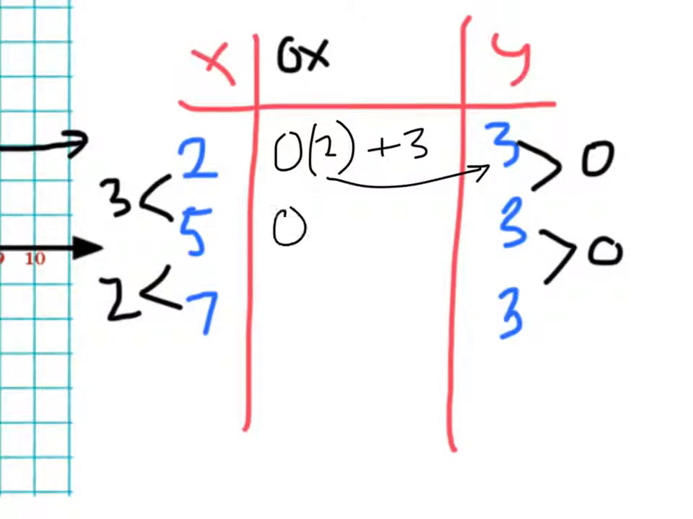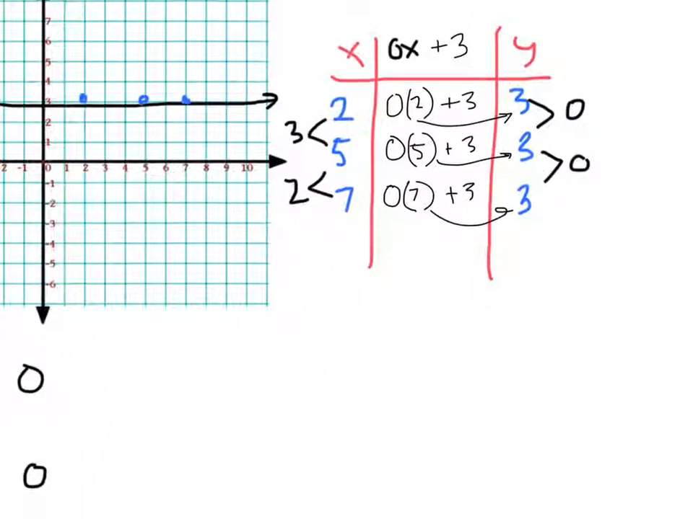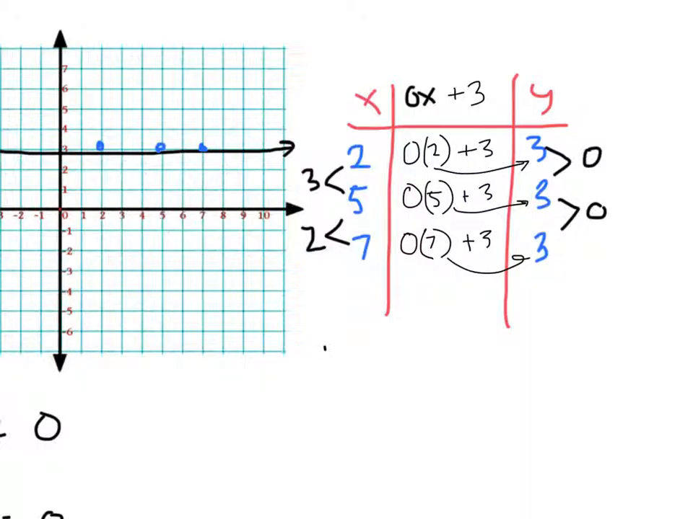Check it on the second line here, and I have 0 times 5. Well, that's going to again be 0, but I need it to equal 3, so I have a positive 3. And then again, if I check it on the 7, 0 times 7 plus 3 to get to positive 3. So I can tell from my process column that my equation would be y equals 0x plus 3.